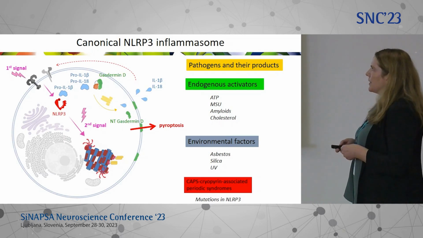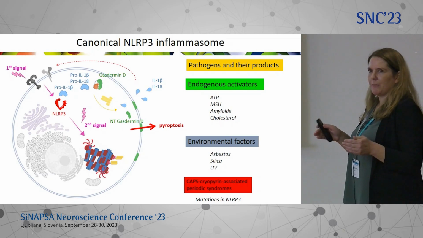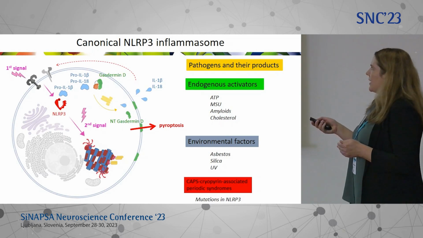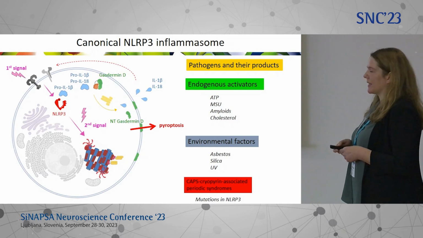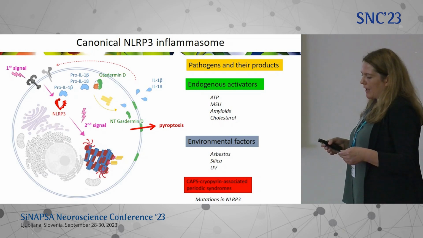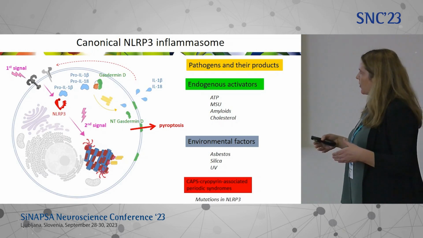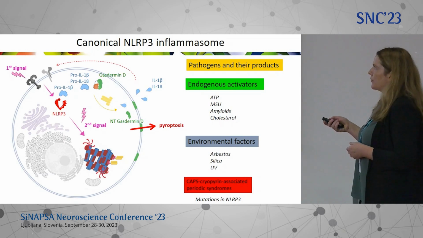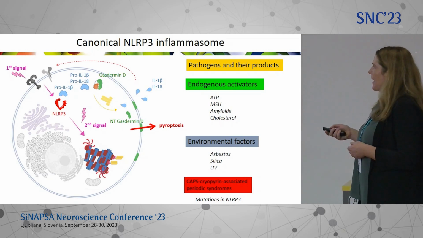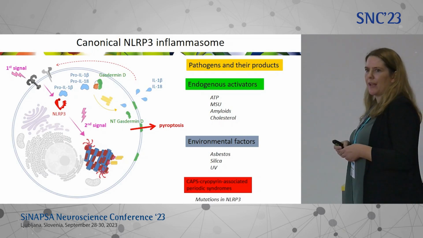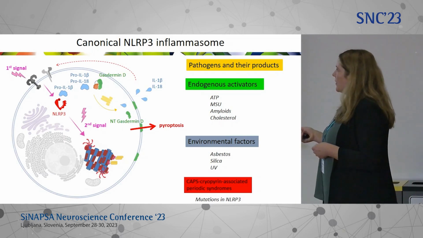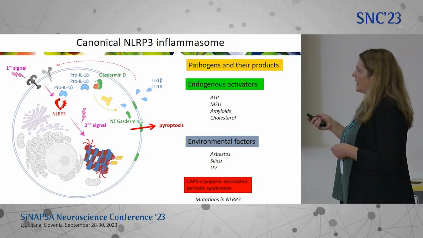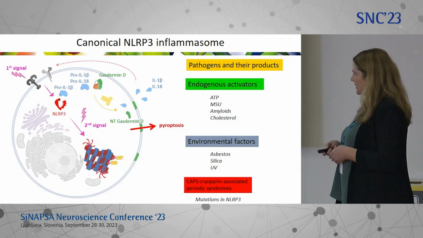We also know that NLRP3 is regulated at many different levels. There are actually two signals needed for its activation. The first one, which we call priming, is NF-kappa B transcription, which promotes production of NLRP3 protein and also pro-IL-1 beta. And there's the second signal, where these activators trigger the assembly of the NLRP3 protein and of the inflammasome, and this is basically the same cascade as I have shown in the previous slide.